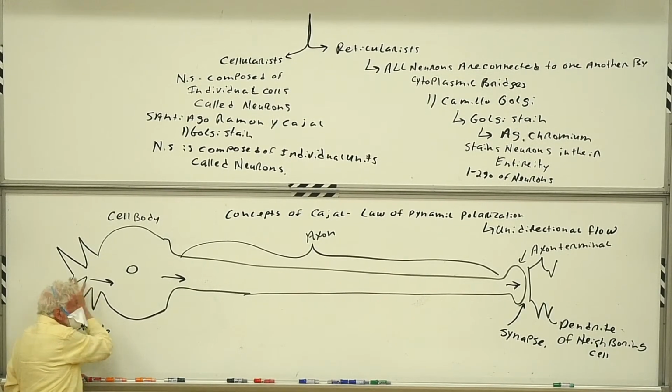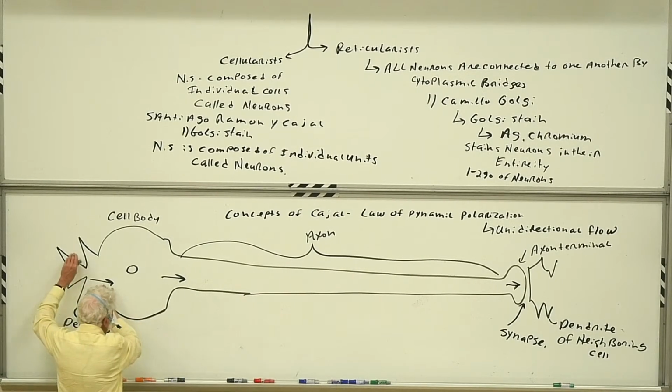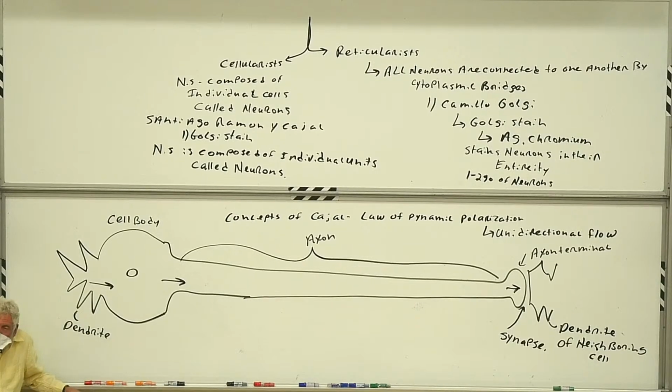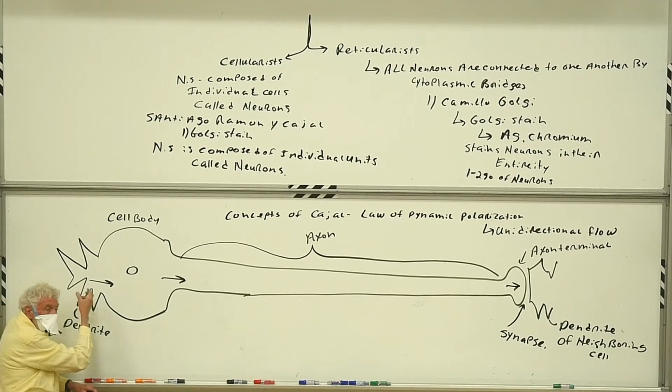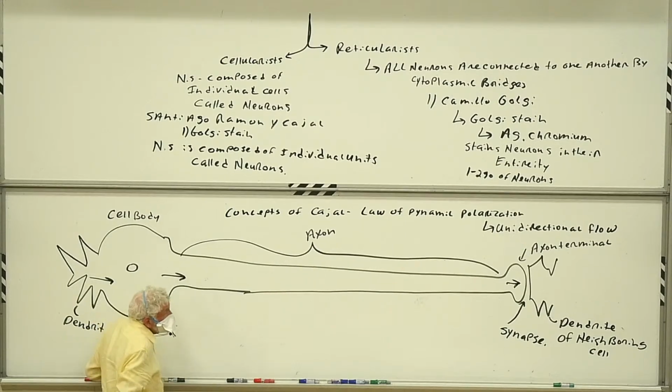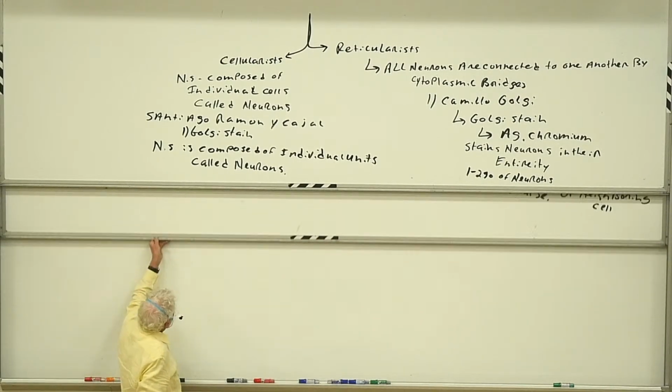That this information was flowing in one direction, from the dendrite to the axon terminal, and it was years before they recognized how the information was flowing. It was flowing through the use of ion channels. And what that brings us to is now the functional description of the neuron.